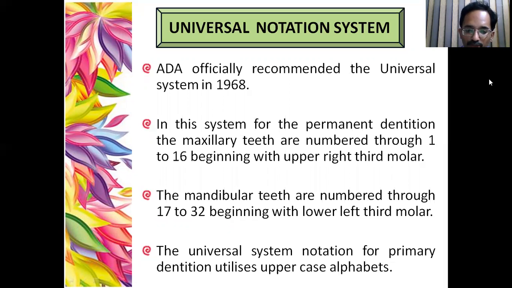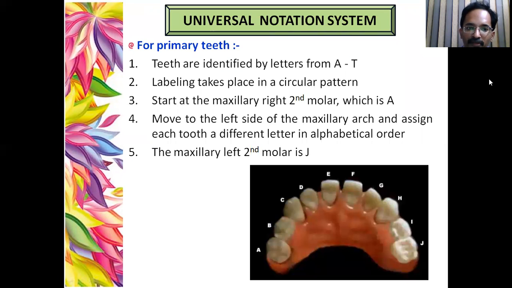The universal system notation for primary dentition uses uppercase alphabets instead of numbers. For primary teeth, the teeth are identified by letters from capital A to capital T. Labeling takes place in a circular pattern, and it starts at the maxillary right second molar, which is represented as capital A. It moves to the left side of the maxillary arch and assigns each tooth a different letter in alphabetical order. The maxillary left second molar is J. So the last letter is J.